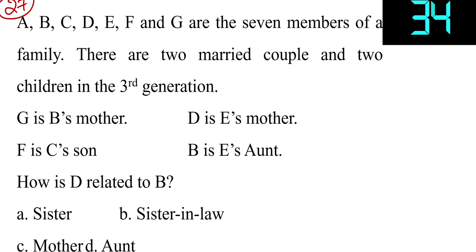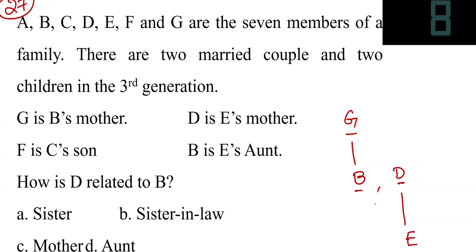There are two married couples and two children in the third generation. 7 members in the family. G is B's mother. B is E's aunt. Okay, so their sibling's children will be E. D is E's mother.